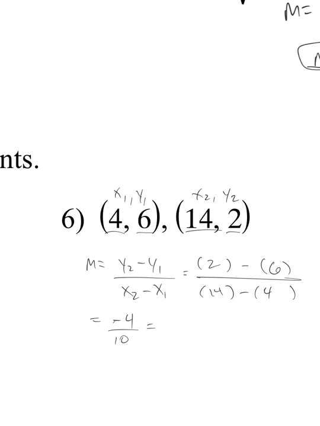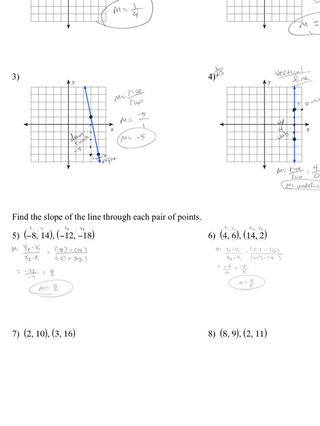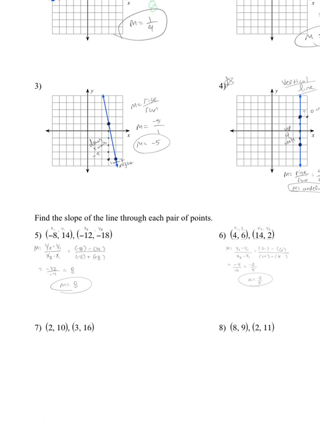Always needing to reduce fractions, 4 and 10 have a common factor of 2. You could reduce each by 2, so negative 2/5. Those have no common factors, so negative 2/5 is our slope. Okay, guys, I don't want to carry on too much more. You have 2 great examples here of substituting in values, again needing to use parentheses when you are using the slope formula.